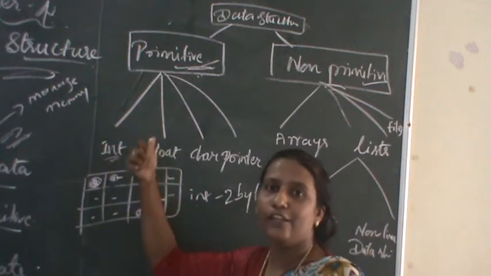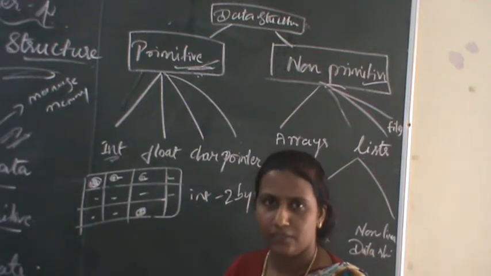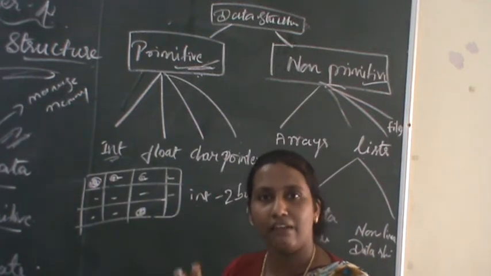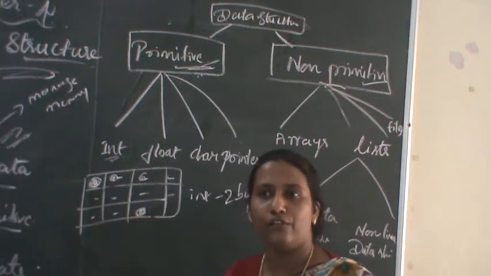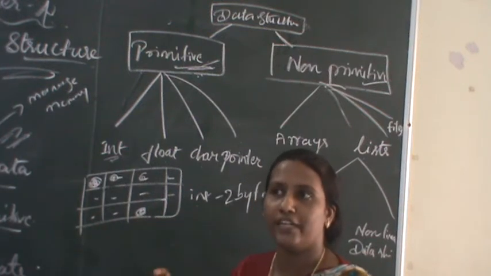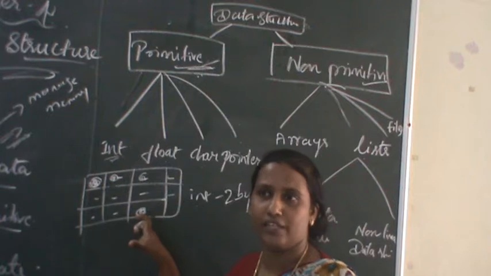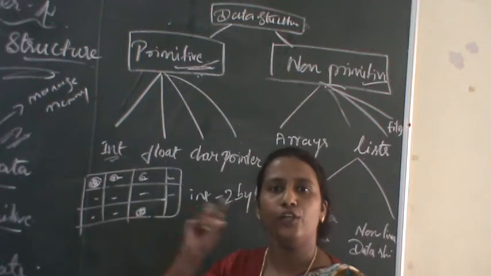We are not mentioning any bytes for the particular data. So directly the computer will check which form of data it is, and yes, it is an integer form of data. For this it will allocate the 2 bytes.